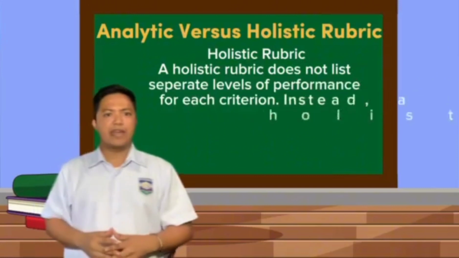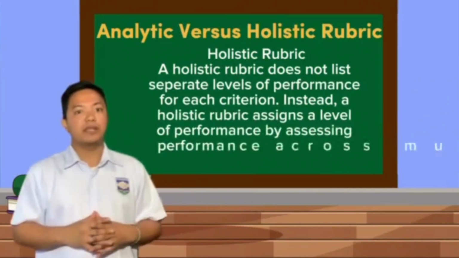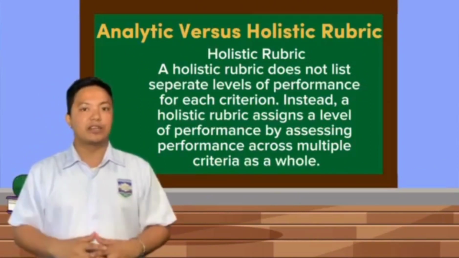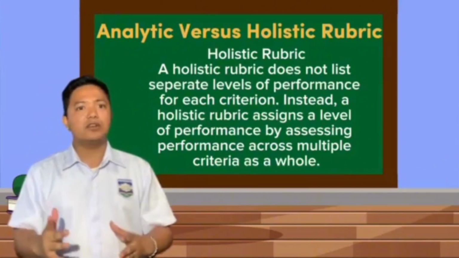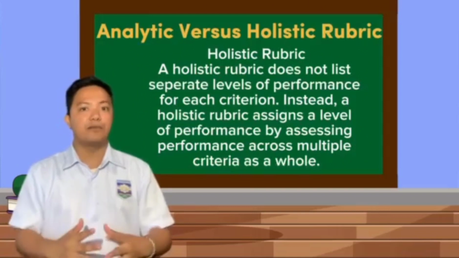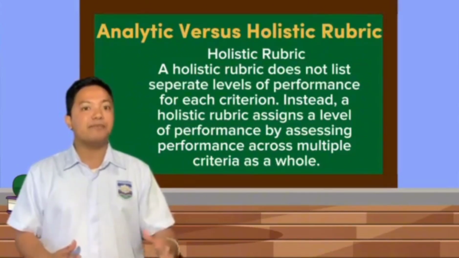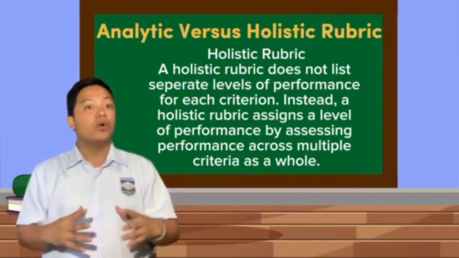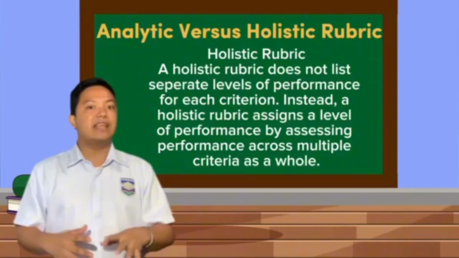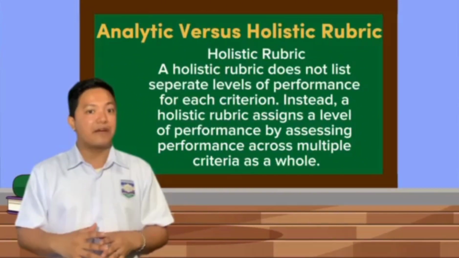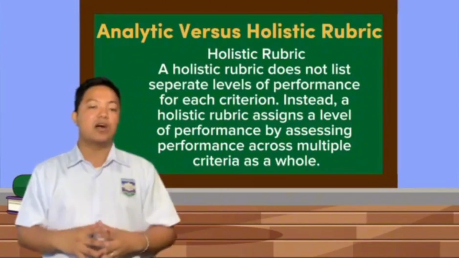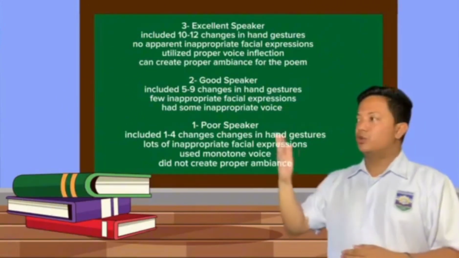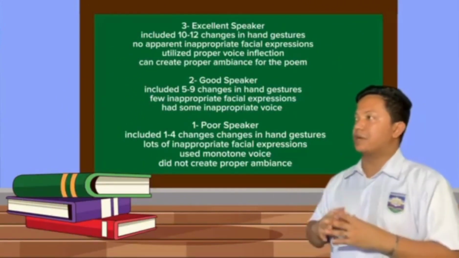Holistic rubric. In contrast, a holistic rubric does not list separate levels of performance for each criterion. Instead, a holistic rubric assigns a level of performance by assessing performance across multiple criteria as a whole. For example, the analytic recitation rubric above can be turned into a holistic rubric: excellent speaker, good speaker, and poor speaker.